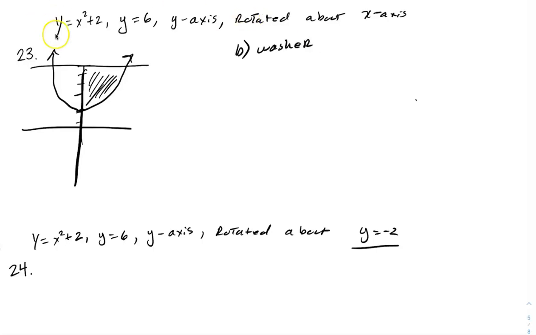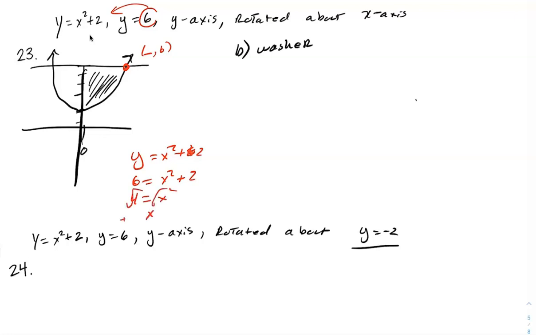Now this case is actually a little easier to find the limits. It's going to be 0 right here. And then here, you want to find that point. I actually know one value. I know the y is 6. So all I got to do is figure that out. So I have y equals x squared plus 2. I know the y is 6. So x squared plus 2 equals 6. 4 equals x squared. So x equals plus and minus 2. So we have positive 2.